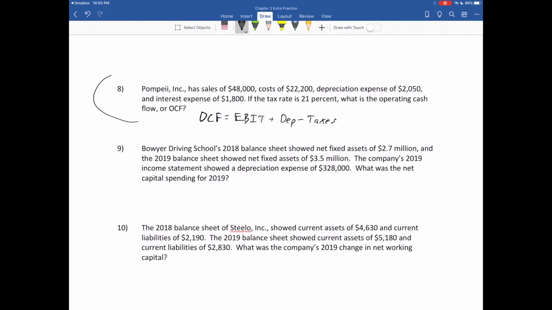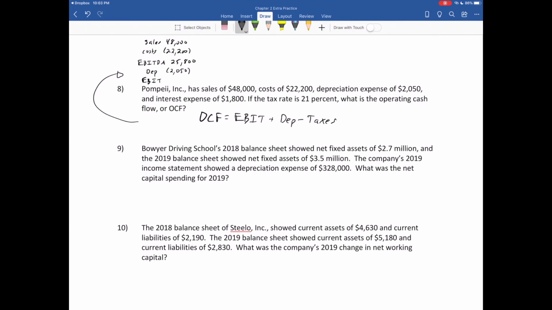So once again, I'm going to work this one up here at the top. Start off with sales, $48,000. Then we take out our expenses, our costs. So you have your cost of goods sold, your selling, general, and administrative expenses, all those different costs of your operations. In this case, they group them all together. So we have costs of $22,200. Once again, you can make a line break here and have an EBITDA value, earnings before interest, taxes, depreciation, and amortization, which would be $25,800. Then we take out depreciation. Depreciation expense is $2,050. And we get to our EBIT, which is your operating income.